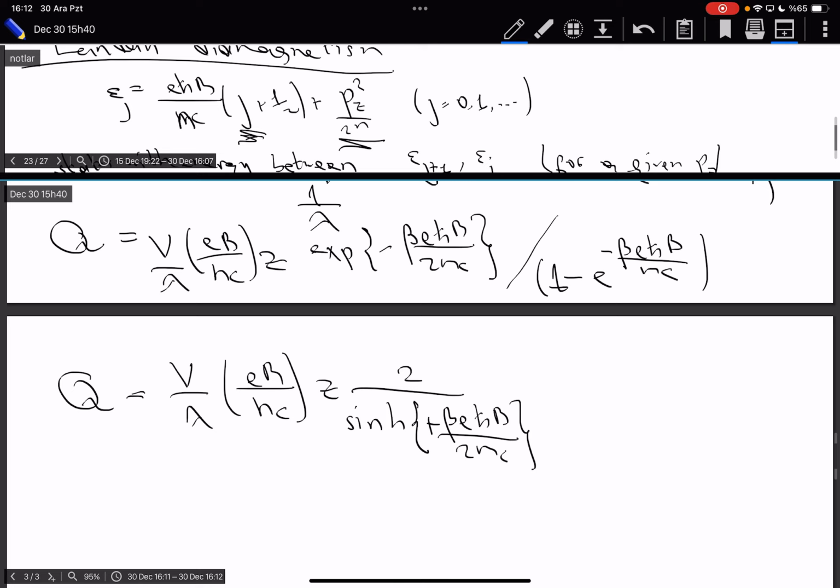What is N? The average number of electrons of my system. How can I calculate that in terms of Q? Z differentiate with respect to Z of the logarithm of Q.